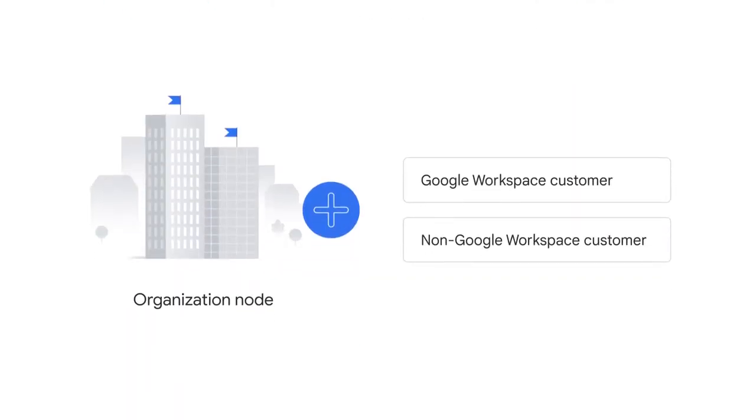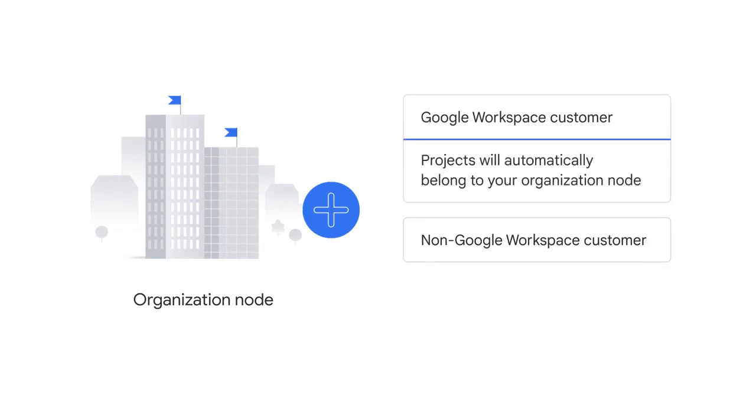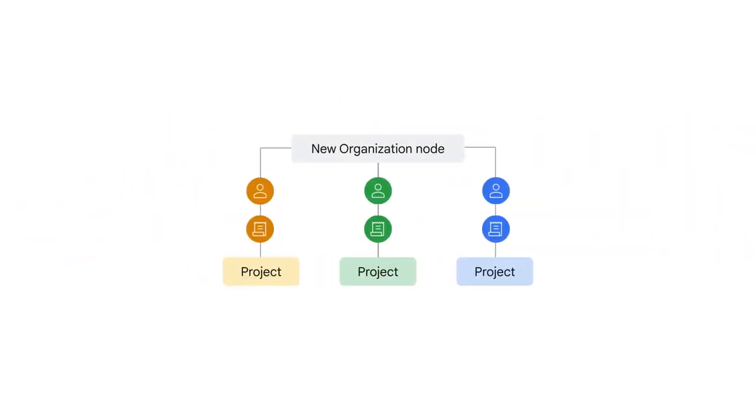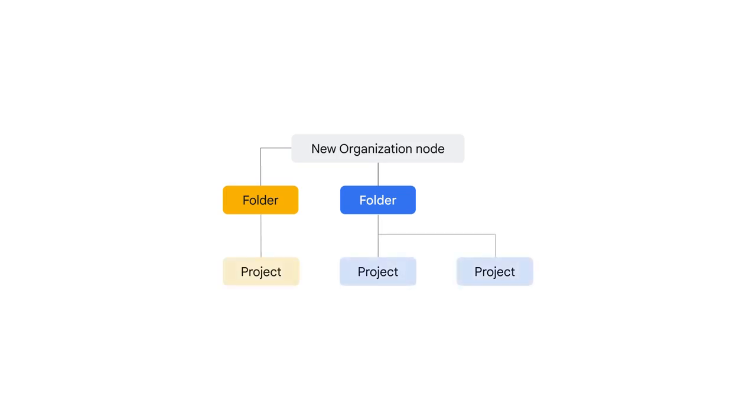How a new organization node is created depends on whether your company is also a Google Workspace customer. If you have a Workspace domain, Google Cloud projects will automatically belong to your organization node. Otherwise, you can use Cloud Identity, Google's Identity, Access, Application, and Endpoint Management platform to generate one. Once created, a new organization node will let anyone in the domain create projects and billing accounts, just as they could before. You'll also be able to create folders underneath it and put projects into it. Both folders and projects are considered to be children of the organization node.